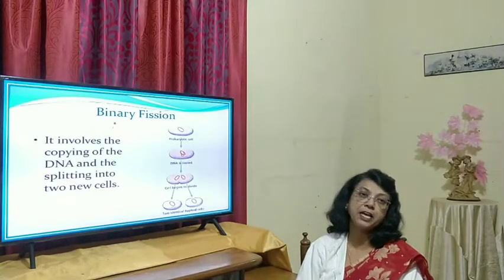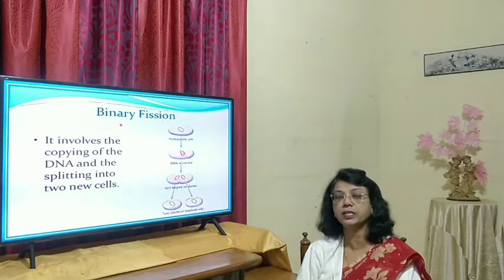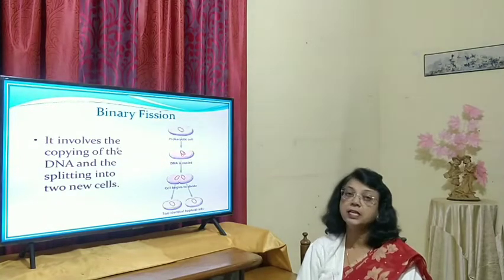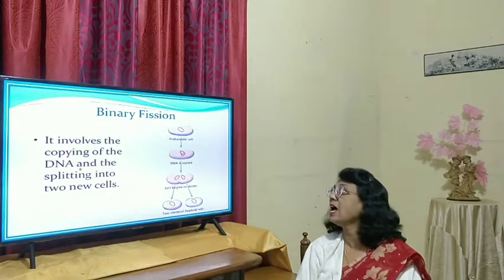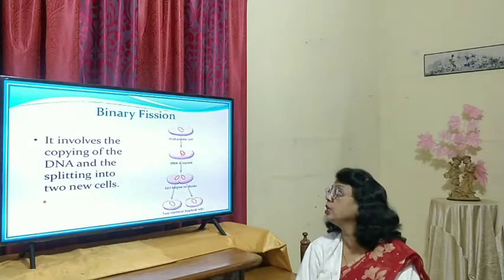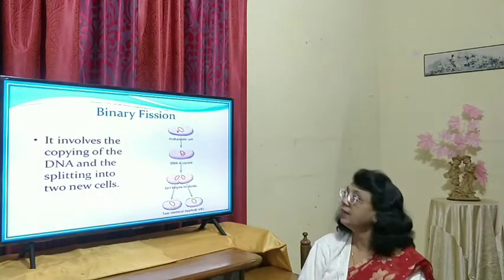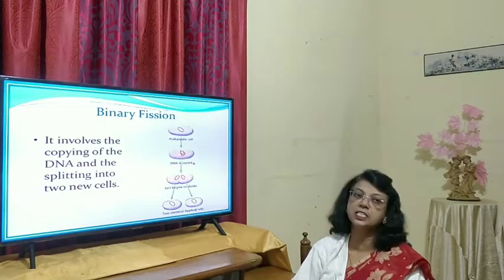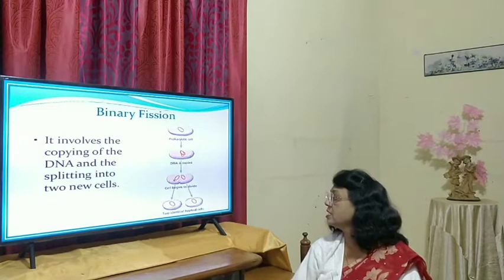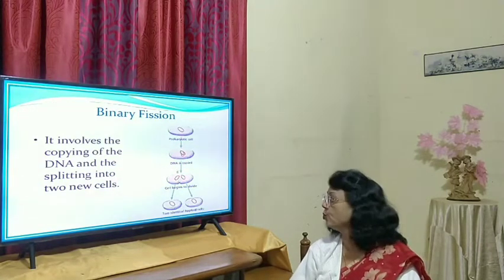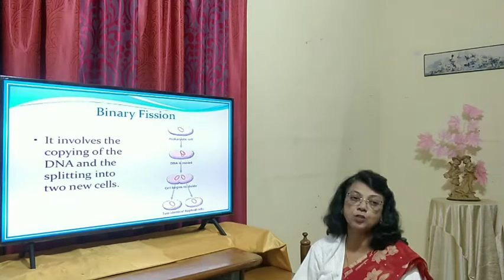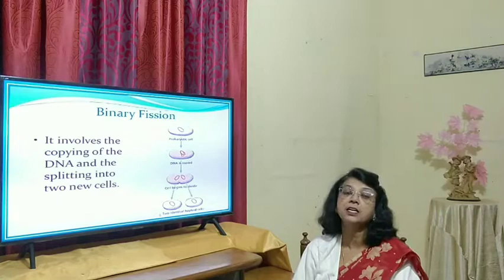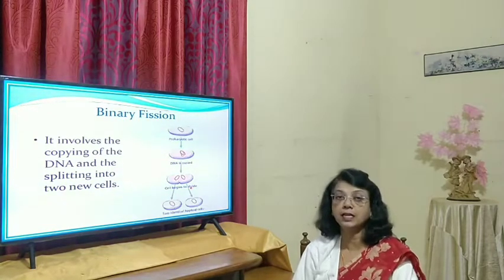Binary fission. Binary fission is the asexual type of reproduction of bacteria. It involves the copying of DNA and splitting into two new cells. You can see the cell here and the DNA is being copied. It is being replicated and it is being made into two, and the cells also start dividing into two. Thus, the bacteria divides into two cells.